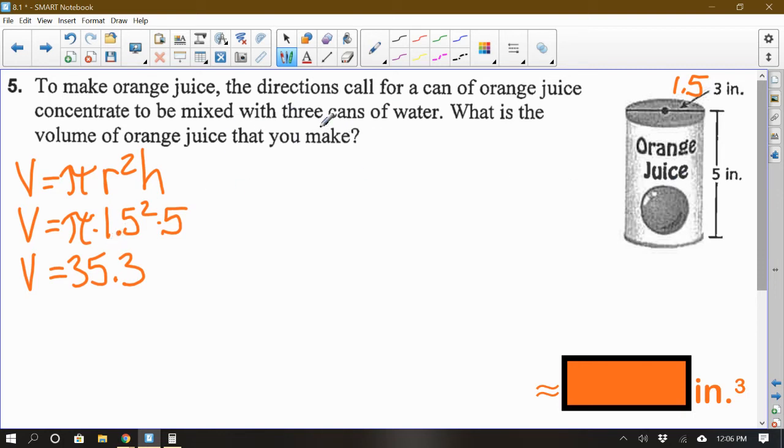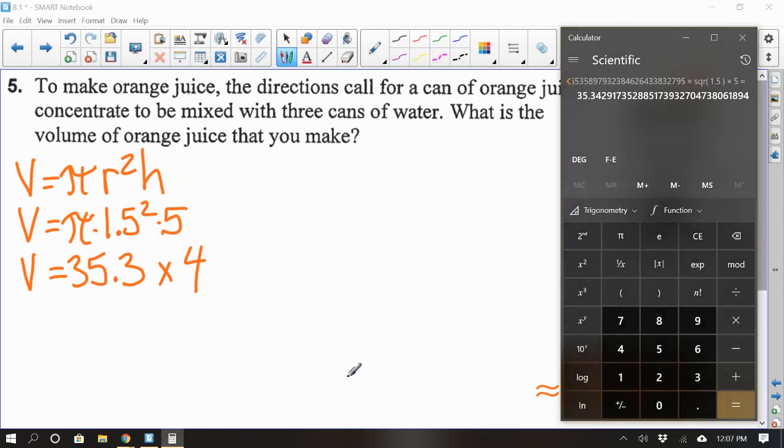But they said they're going to mix the concentrate with 3 cans of water. So if we've used the orange juice concentrate one time, that's 1 can, and 3 more cans, that's a total of 4 cans. So I think if we multiply this by 4, so times 4, 141.4.